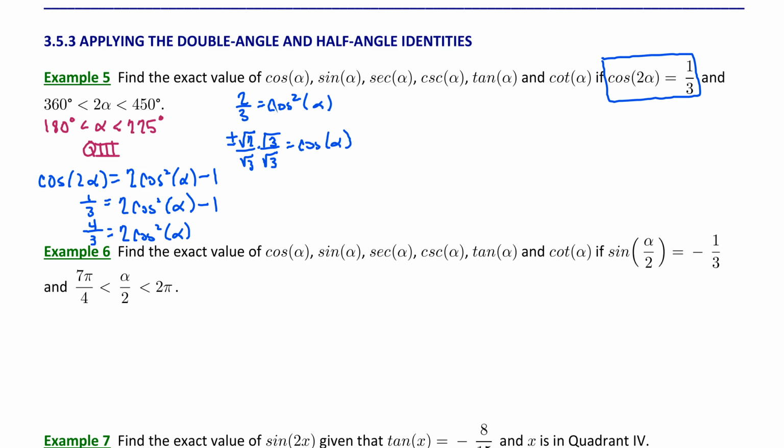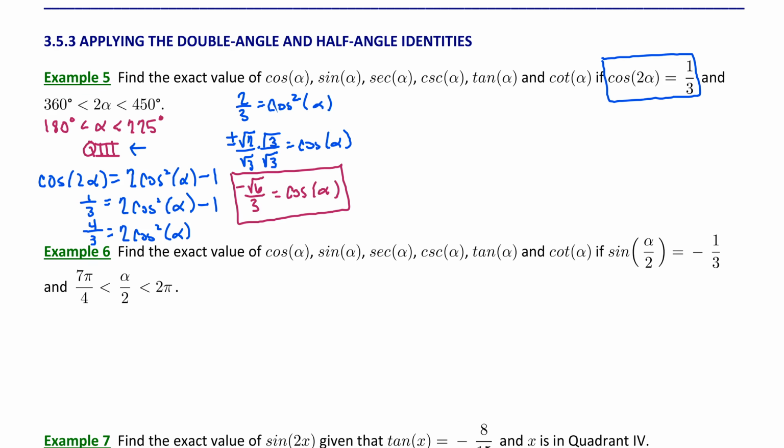Now, because alpha is in quadrant 3, we know that cosine is negative in quadrant 3. So we can go ahead and make the conclusion that cosine is negative square root of 6 over 3. So there's one value of the 6 trigonometric functions. Now, we can certainly use identities to determine the values of the other trig functions, but I think it'll be really efficient if we use a triangle.